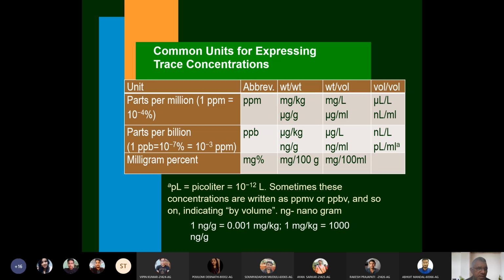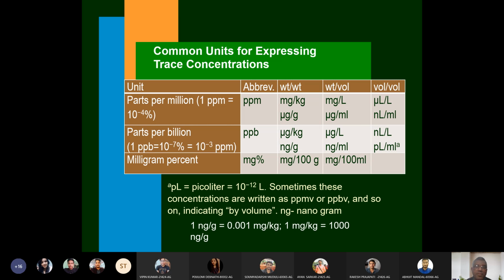For example, parts per million, 1 ppm. 1 ppm is equal to 10 to the power minus 4 percentage. So you know the relationship between ppm and percentage. The abbreviation is ppm. If you report on a weight by weight basis, 10 ppm in soil is 10 milligram per kg soil, or 10 microgram per gram. They are equivalents. If I say 10 milligram per kg, it is equivalent to 10 microgram per gram. So now soil scientists write microgram per gram for ppm.